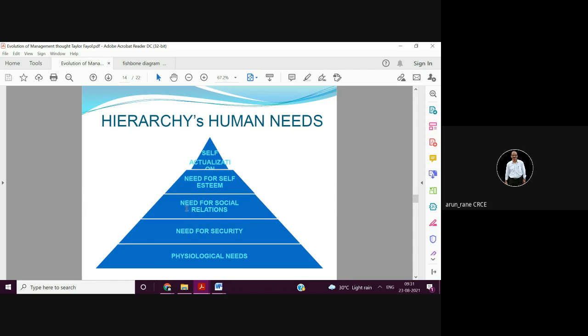Then people, that is humans or workers or anyone, whether he is a supervisor or manager, his self-esteem has to be satisfied. Self-actualization, that is respect. See, it's not only the money. Workers, supervisors, managers, they also look for respect.